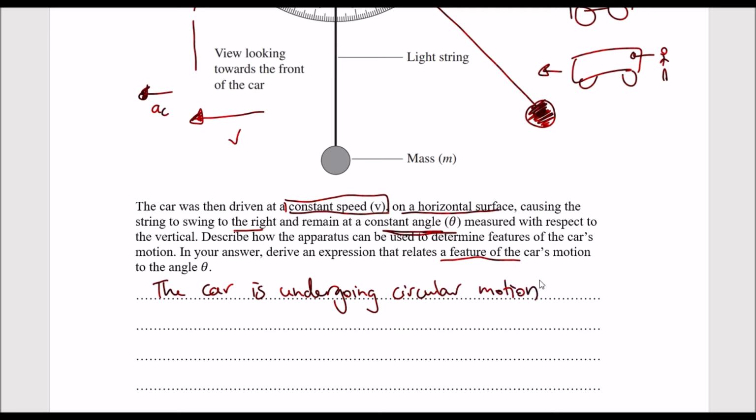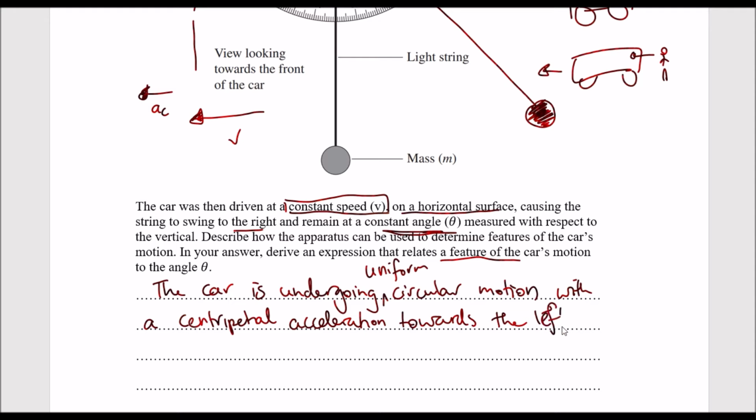And is accelerating towards the left. So just write that down here: uniform circular motion with a centripetal acceleration towards the left. The reason being is because we can see that the pendulum is swinging right. So you can write, as the pendulum swings towards the right.